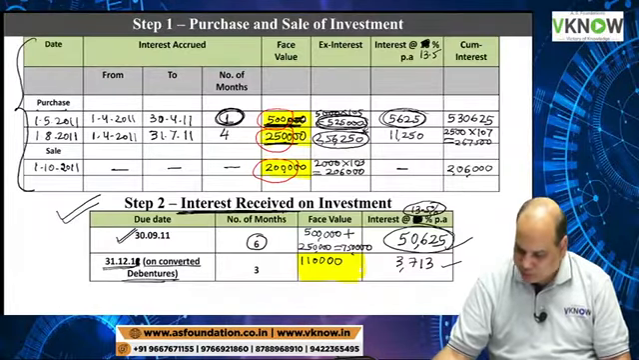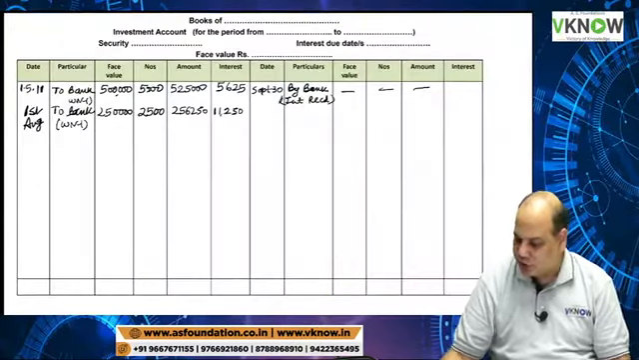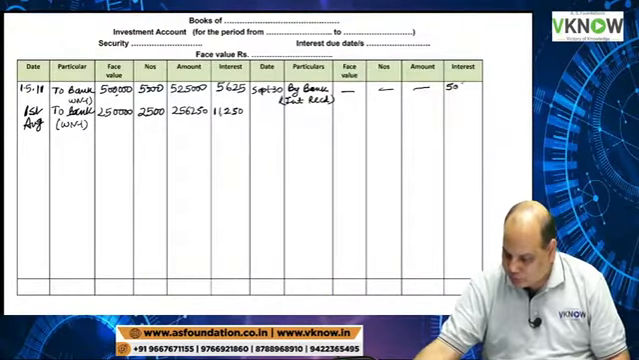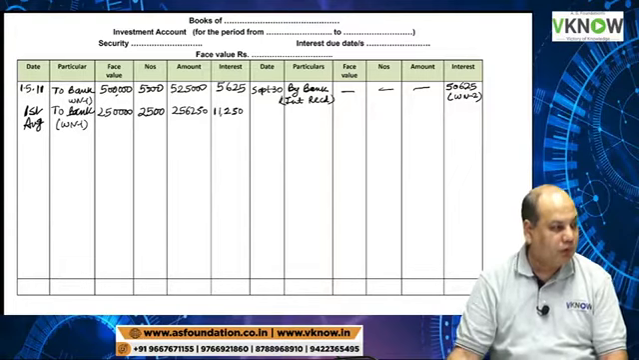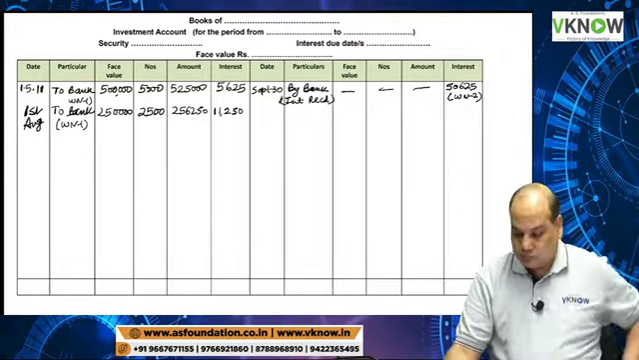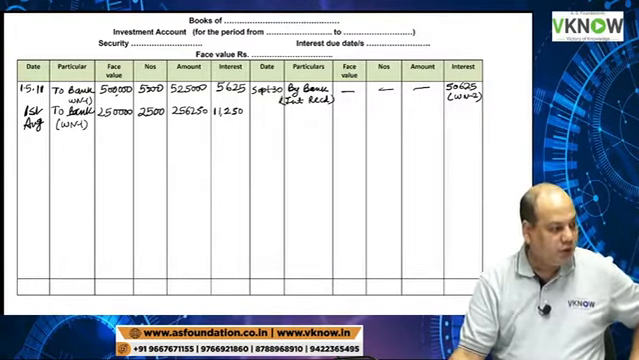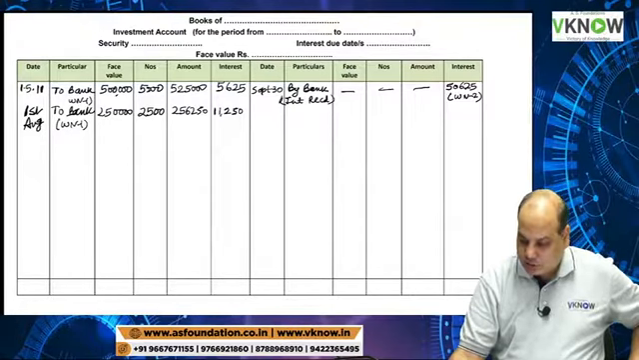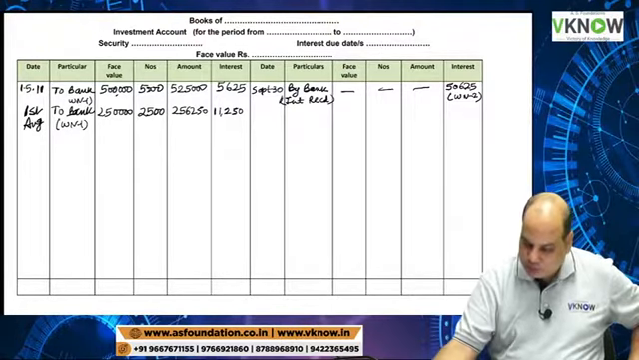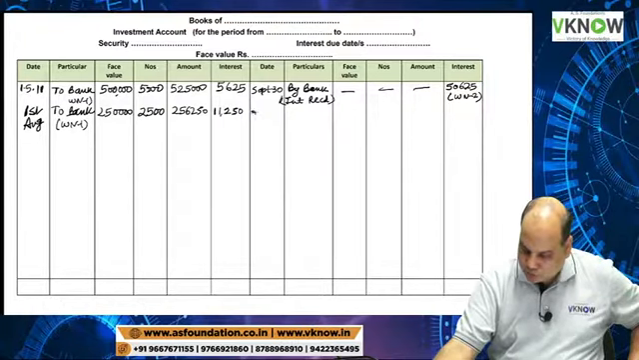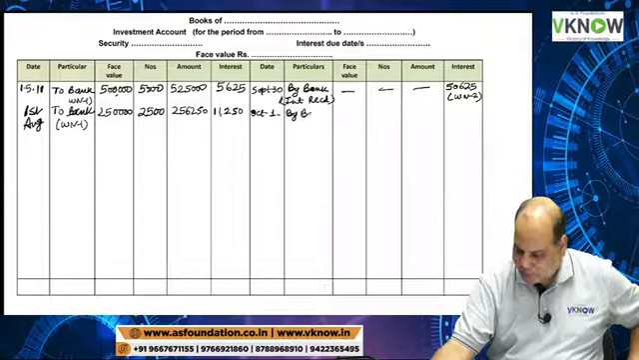Here you will find 50,625. Working note 2. Then there is a sale entry on October 1st, by bank, sale, working note 1.